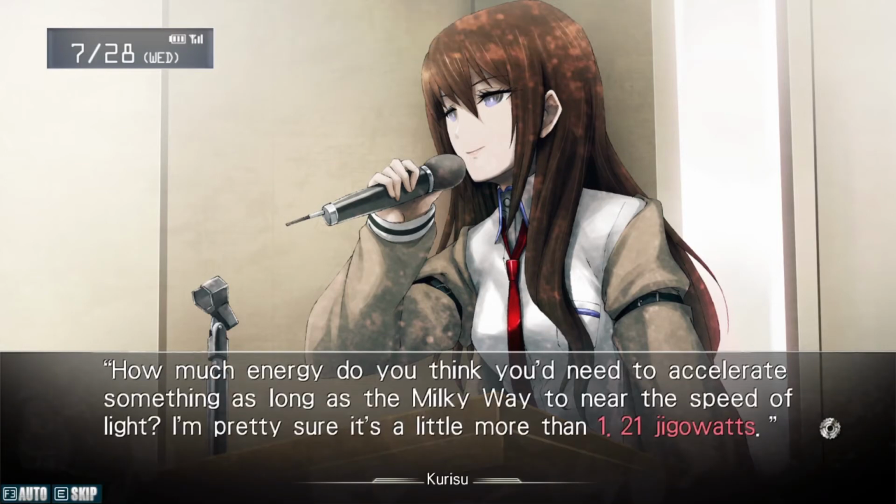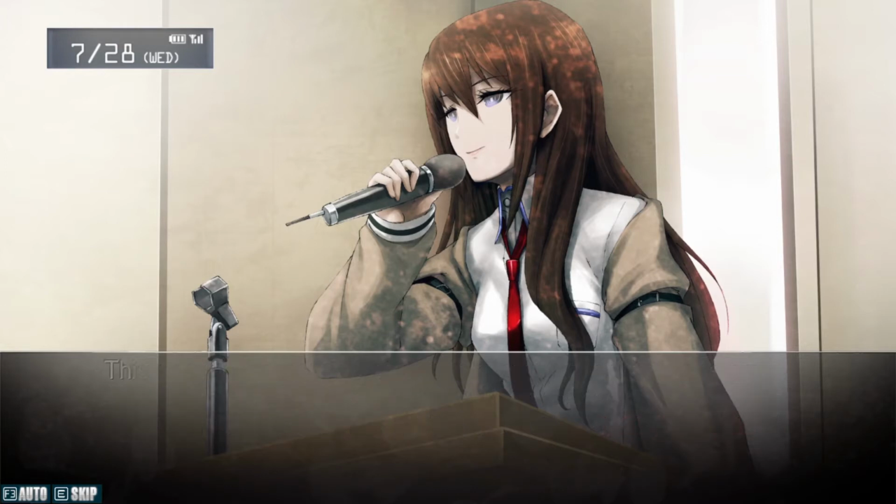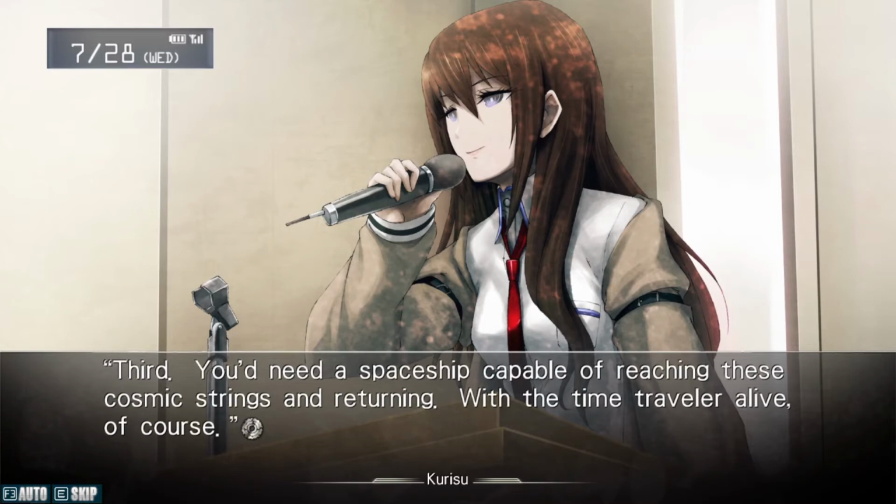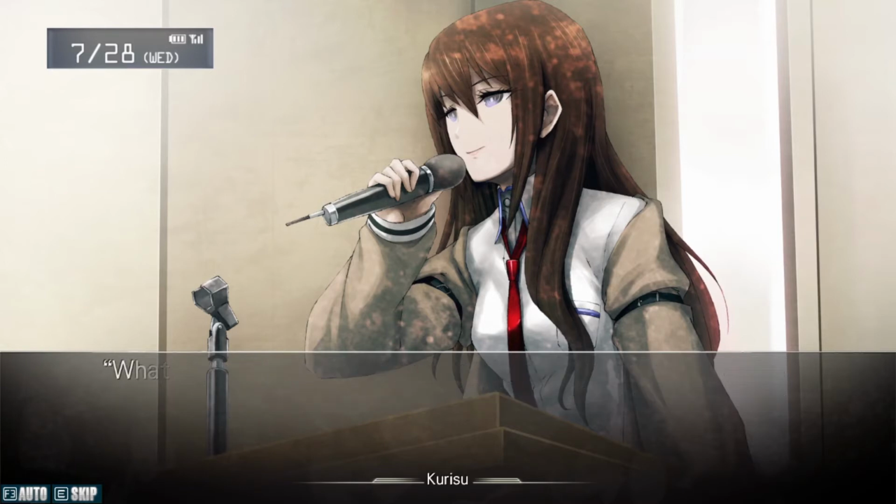How much energy do you think you need to accelerate something as long as the Milky Way to near the speed of light? I'm pretty sure it's a little more than 1.21 gigawatts. Hey, that's a Back to the Future reference. This earns a few chuckles from the audience. Third, you'd need a spaceship capable of reaching these cosmic strings and returning, with the time traveler alive, of course.